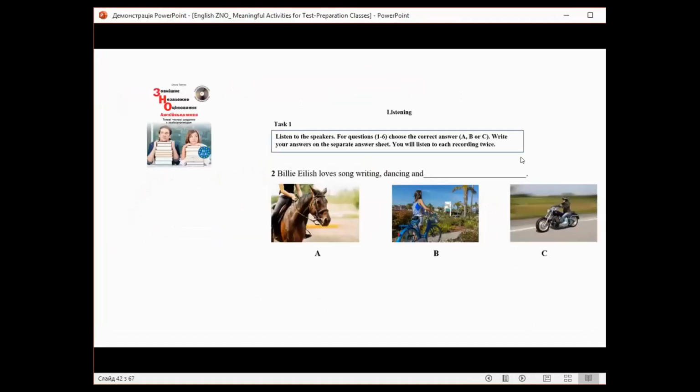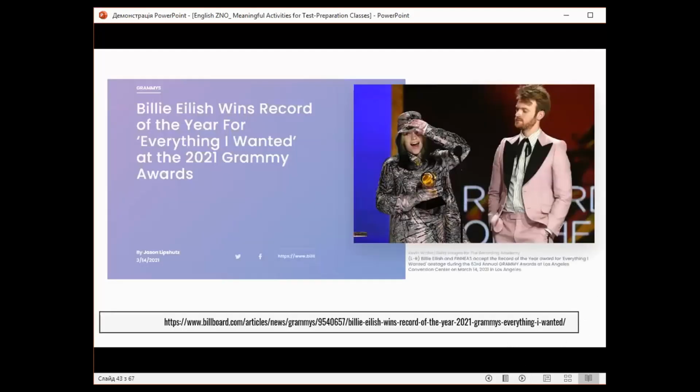Okay. Now here's a listening task, and the listening task is about Billie Eilish. So if you have students who love music, again, you can connect it to what is happening in real life right now. So just recently she has won the Grammy Award for the best song of the year. So you can ask your students to share, maybe they've been watching this ceremony, or maybe they want to speak about their favorite song by this artist.